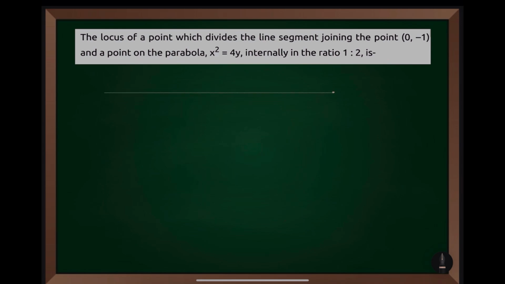So suppose that this is a parabola. Suppose you have a point on the parabola this. And this is some other point 0 comma 1. So you have to find out the locus of a point which divides the line segment joining the point this and the point this in the ratio 1 is to 2. Suppose this is the point internally, so h comma k.